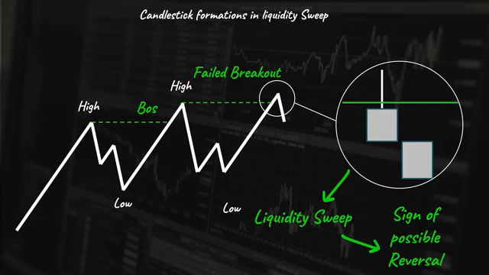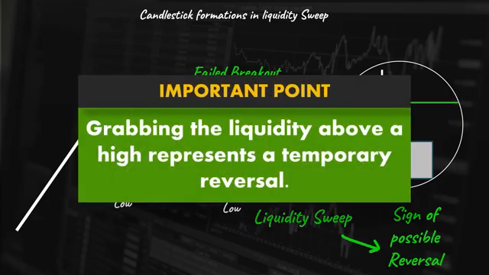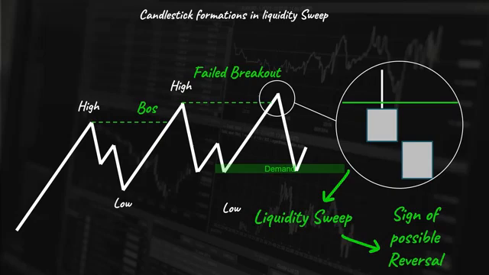Liquidity sweep against the dominant trend is very different from liquidity sweep in the direction of the trend, meaning that grabbing the liquidity above a high represents a temporary reversal, but we do not expect the price to drop much. A true reversal is confirmed when the price breaks and closes below the most recent origin point. Then, we can confirm that the uptrend is truly over, and the price can continue pushing lower.